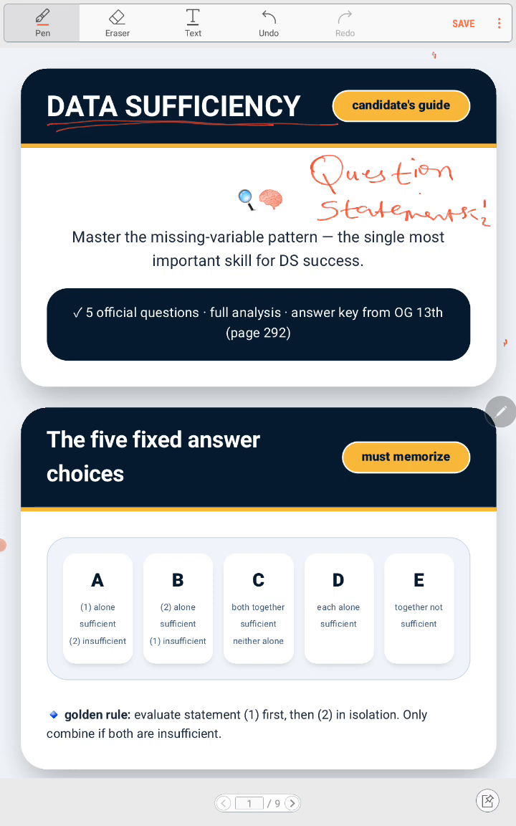Statement one and two. The statements enable you to answer the question, or consider the statements as resources. There are also five answer choices that are always the same, especially for the GMAT.